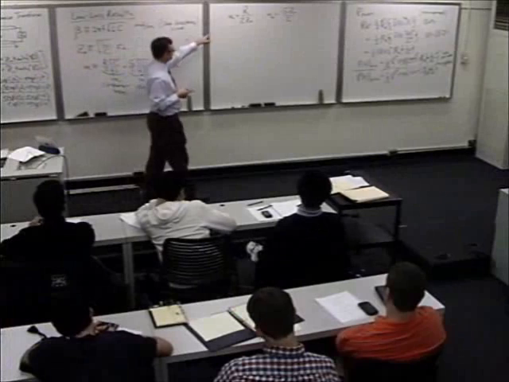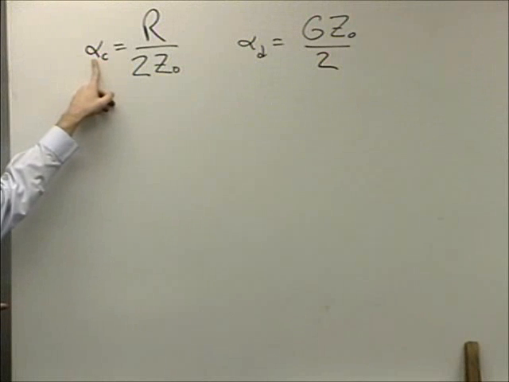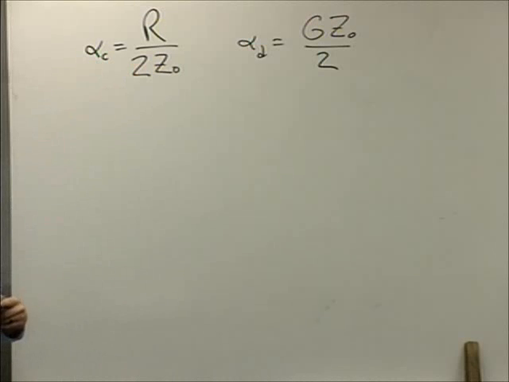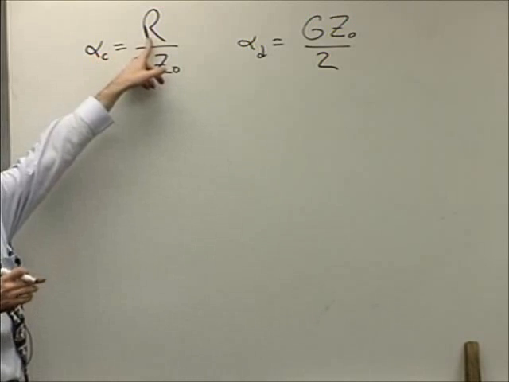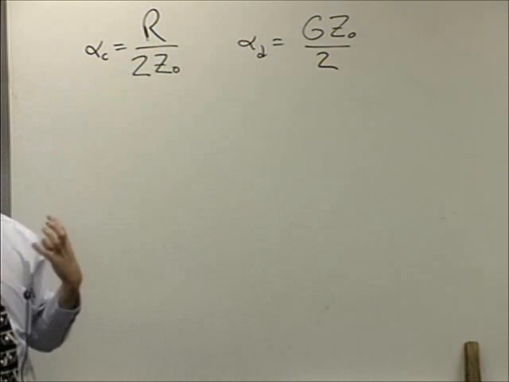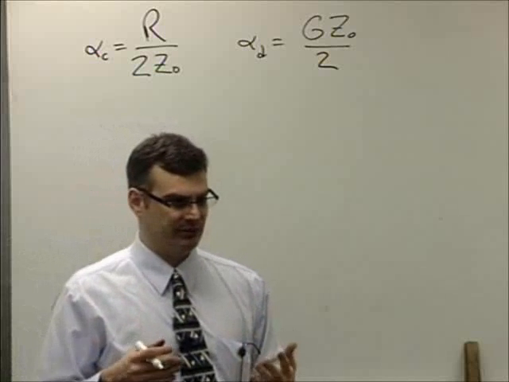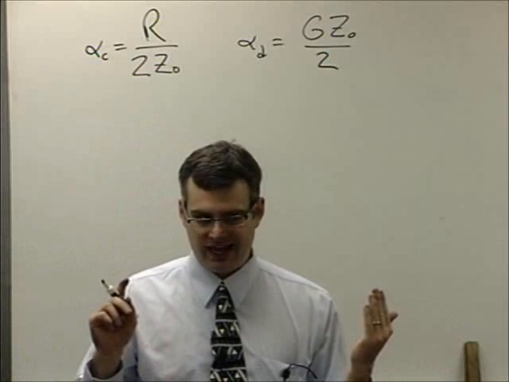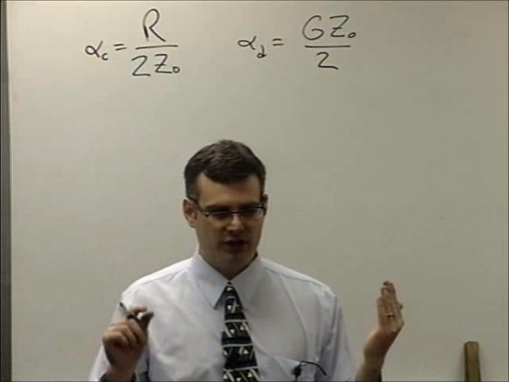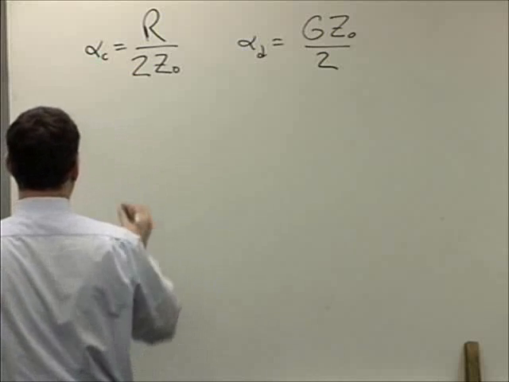Now, the thing about this is that alpha sub C is frequency dependent. You think, well, it's basically a function of the series resistance, and usually the conductivity of a metal doesn't change appreciably over octaves of frequency. However, there is another effect, which you may have seen a little bit in physics, called the skin effect.